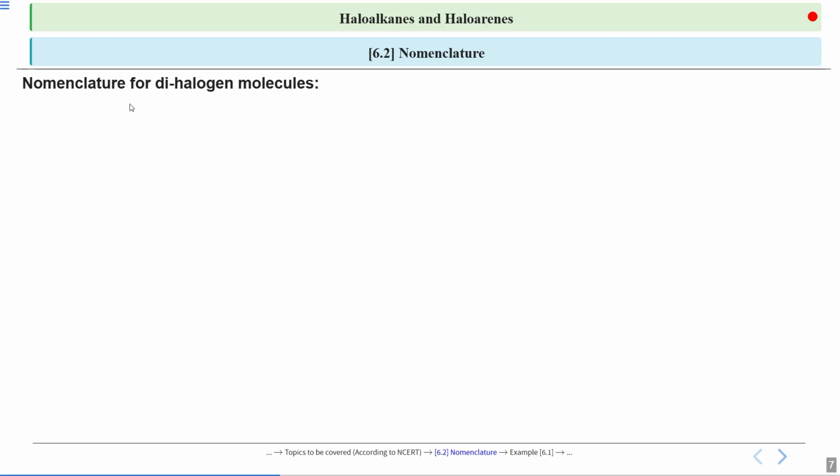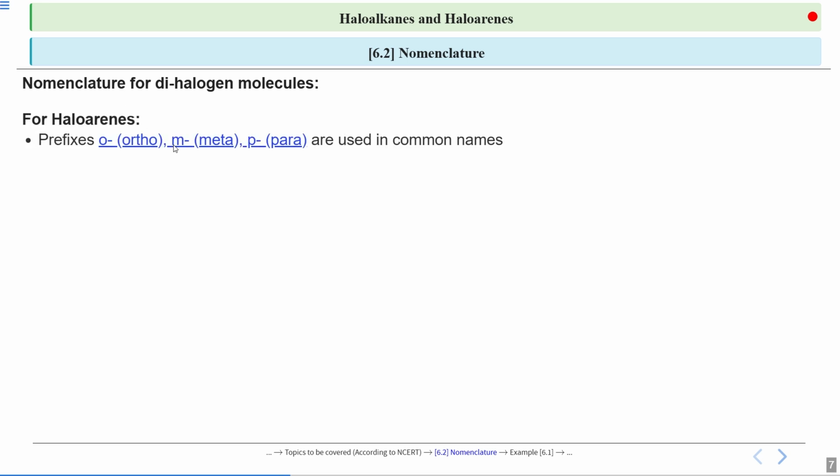Let's move further towards the nomenclature for dihalogen molecules. So for the haloarenes, means when the halogen is connected with the aromatic ring, the prefixes O, which is for ortho, M, which is for meta, and P, that is for para, are used in the common names for the haloarenes. Okay, and IUPAC uses numbering 1,2, 1,3 and 1,4 respectively for these.